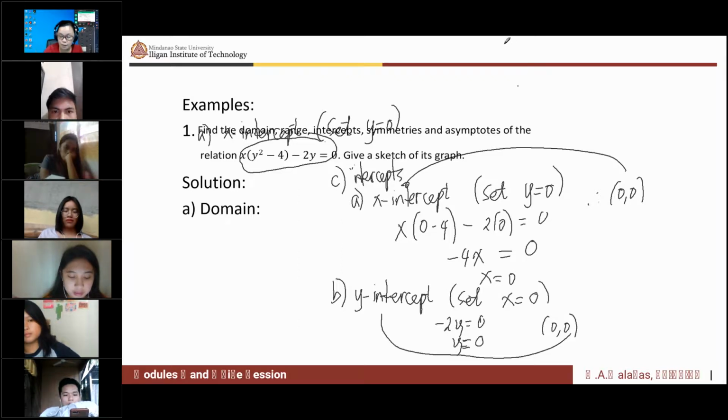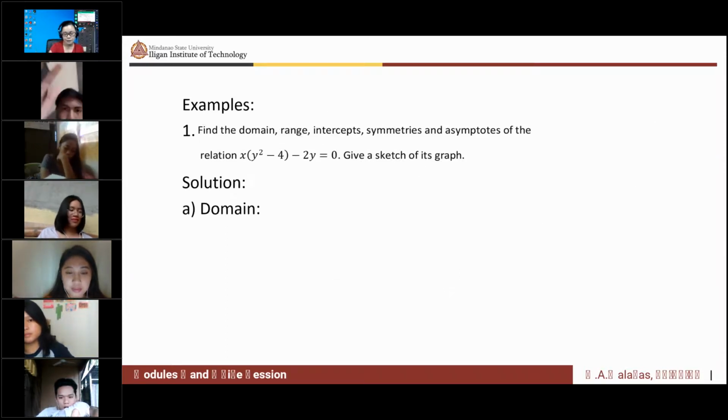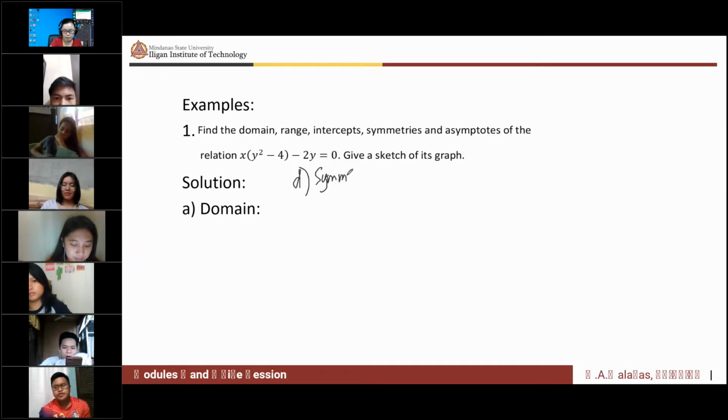So to test for symmetry, okay, erase. So these are D, symmetry. Actually, I prepared a slide for symmetry, but I will be losing the equation, so I need to refer to the equation.